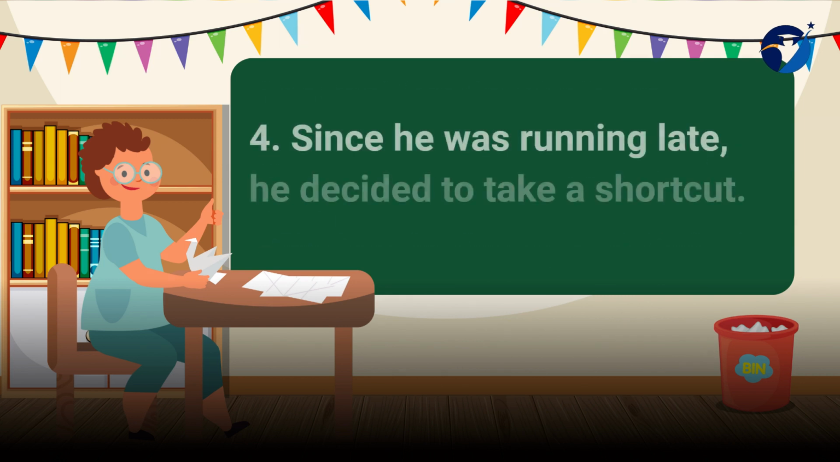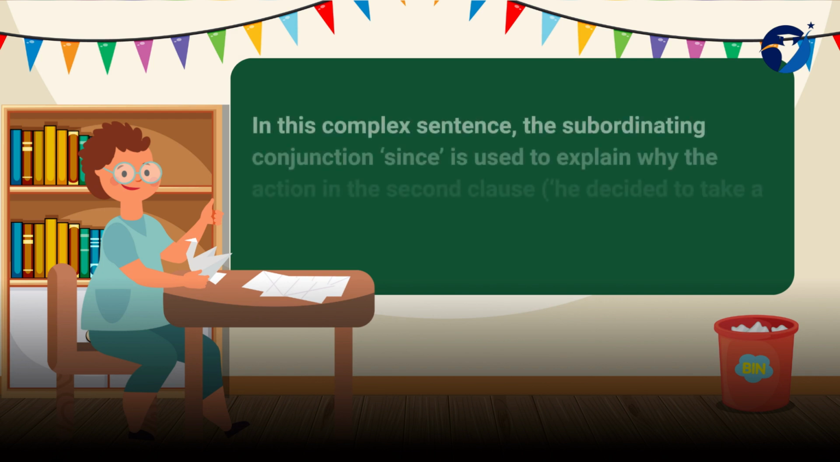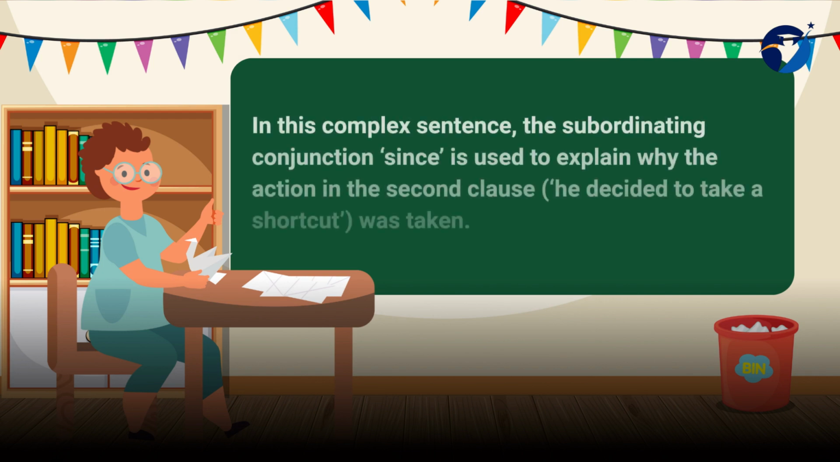4. Since he was running late, he decided to take a shortcut. In this complex sentence, the subordinating conjunction, since, is used to explain why the action in the second clause, he decided to take a shortcut, was taken.